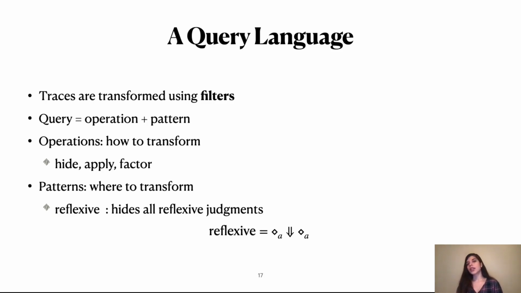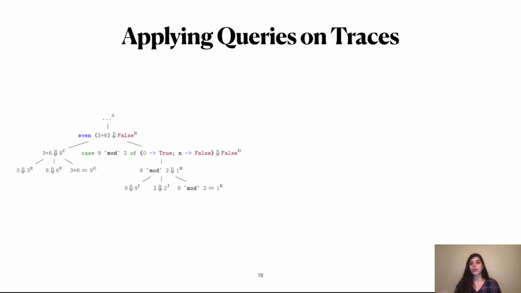So let's see how we can apply our queries on traces and apply transformations on traces really. So let's take the same example here. If we look at nodes E, F, I, and J, these nodes consist of reflexive judgments and did not contribute to the explanation. One way to hide them is to apply the hide operation 4 times, that is, hiding nodes E, F, I, and J individually. But we can do it much more efficiently using queries.